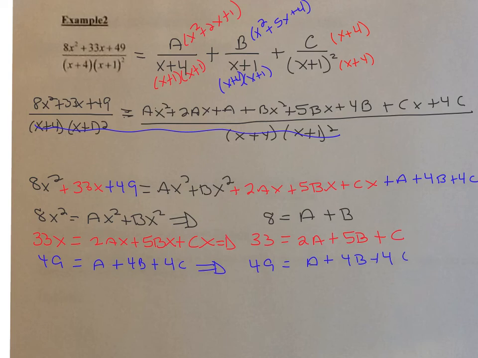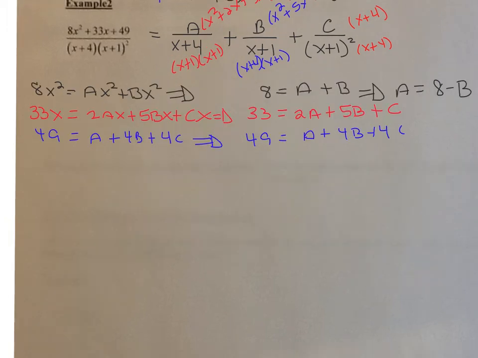Okay, so now I need to solve this. I'm going to take the first one, 8 = A + B, and solve this for A. So I'm going to rewrite this as A equals, minus B from both sides, 8 − B. Now one of my equations is solved for A. I'm going to plug A into the second equation, the red equation, and the blue equation. So I get two equations with two unknowns.